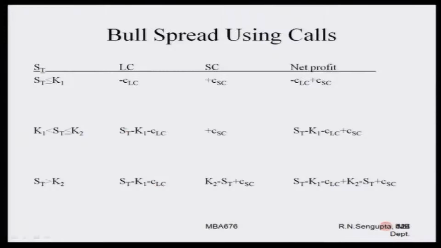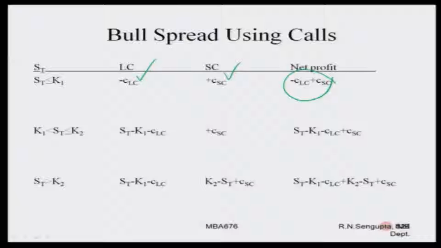Now, you consider the bull spread using calls, again the same thing. If ST is less than K1, neither would be exercised, because it is a profit and loss you have already made. This is the price which you have paid, this is the price you have got. So, the net profit is given depending on which is greater. If positive is greater, it will be on the higher side of the x axis. If it is negative, it will be on the lower side.